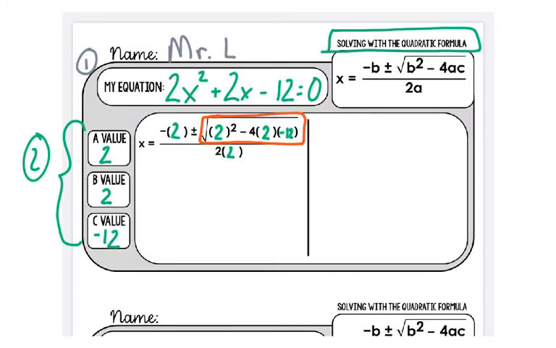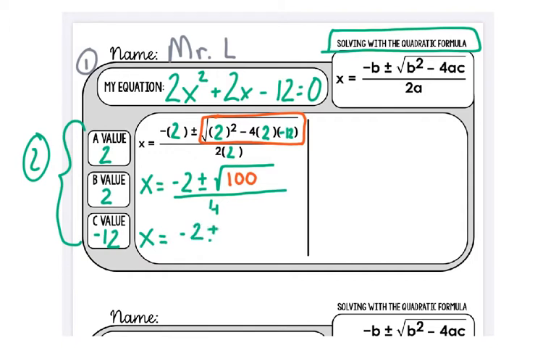So I'm going to bounce back over here. And here we go. So I'm going to have x equals -2 plus or minus the square root, and we just saw that that was 100, all over 2 times 2 in the denominator, which is 4. So then that means that this is x equals -2 plus or minus, well, the square root of 100 is just 10. And all of this still has a denominator of 4.